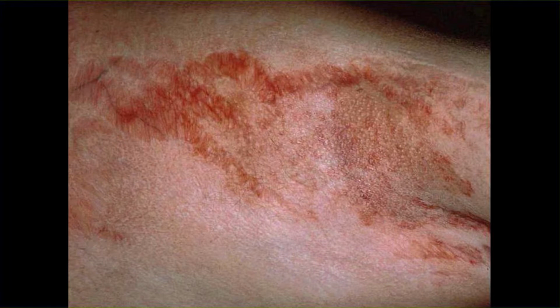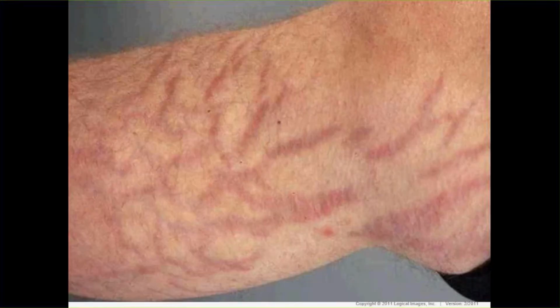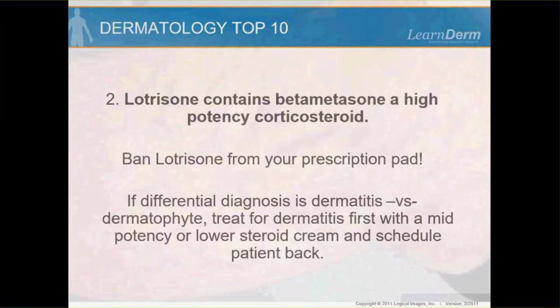These are stria, atrophic stria, from using a high-potency topical steroid long-term. And here's another picture of stria. Lotrisone, which is frequently prescribed, is a combination of an antifungal and a very super potent topical steroid, betamethasone. These are high-potency corticosteroids. What you're trying to do when you prescribe Lotrisone is cover both bases. You want to treat for fungus and treat for dermatitis, and it can result in a couple of problems like steroid atrophy, but it also prevents you from really figuring out what the patient had.